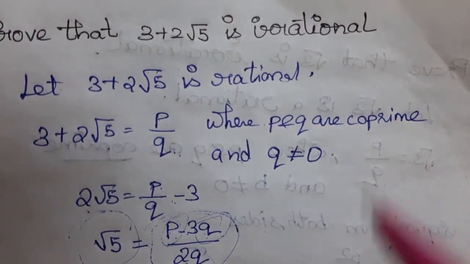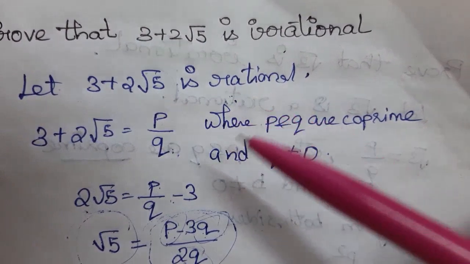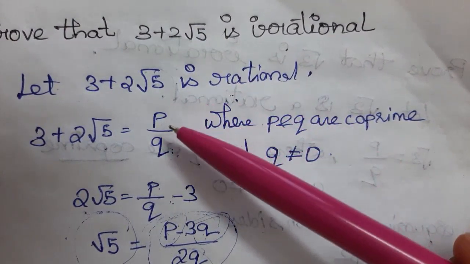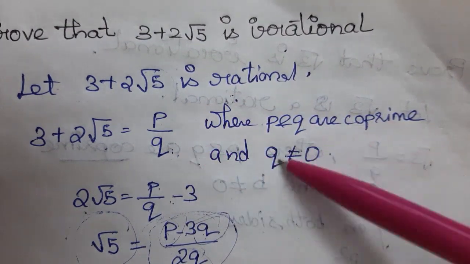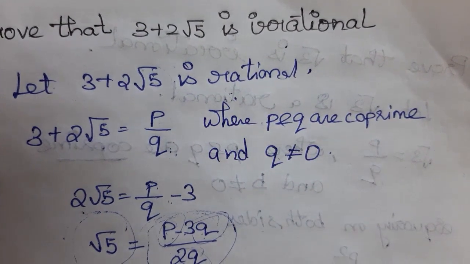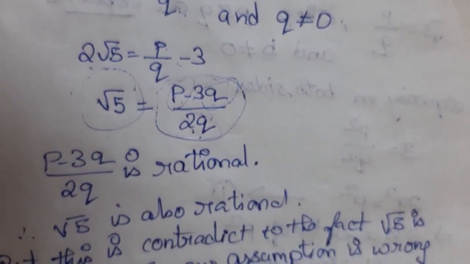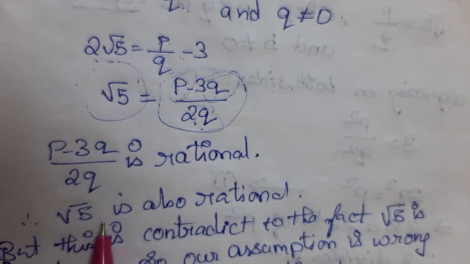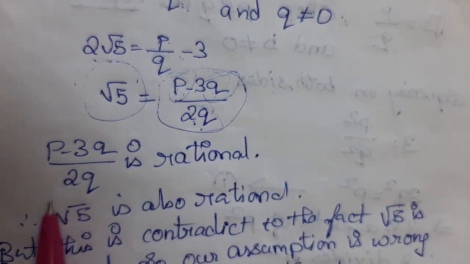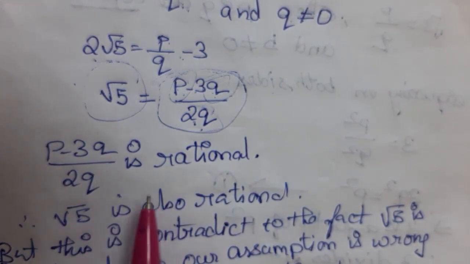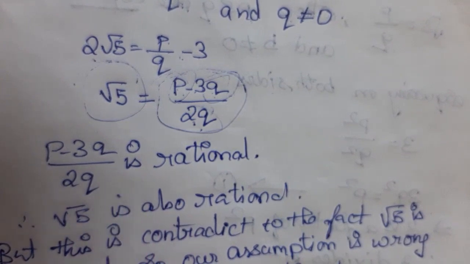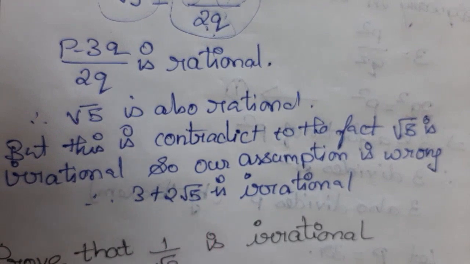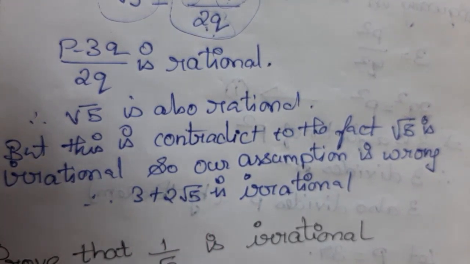So it is given that it is irrational. We are going to prove by the contradiction method. So we consider it as rational, and if it is rational, it should satisfy the condition p by q, where p and q are co-prime and q not equal to 0. And we are trying to prove that, but at some point we get that it is rational. So the square root of 5 is also rational, but it contradicts the fact that square root of 5 is irrational. So our assumption went wrong. So 3 plus 2 square root of 5 is irrational.